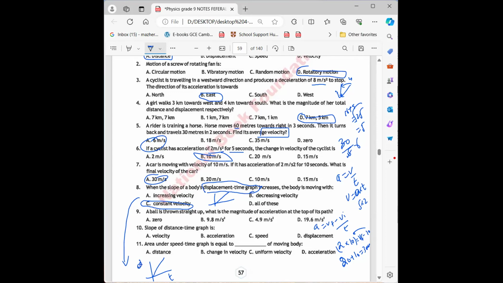Okay. Okay. Alright, next question. You give the answer. At maximum height, what will be its value? 0. He is talking about acceleration, not velocity. Acceleration due to gravity, what is its value? B. 9.8 meters per second squared.